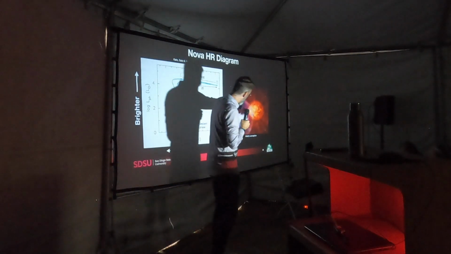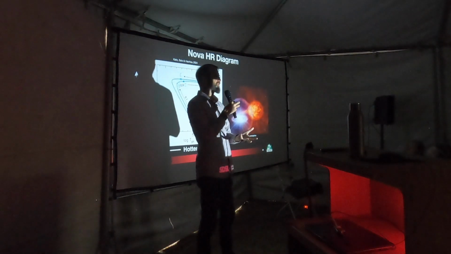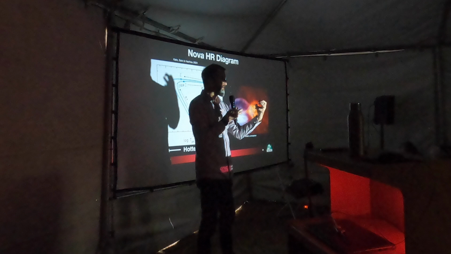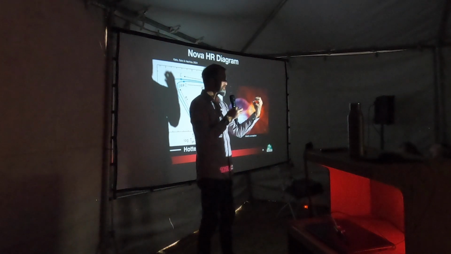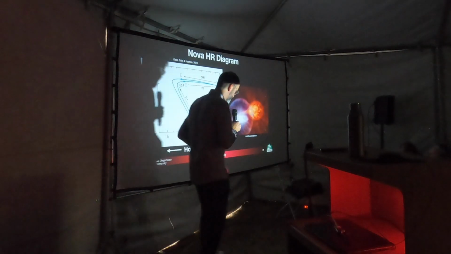So this gas accretes on here, and eventually there is a thermonuclear runaway. It's just the surface of the white dwarf. The white dwarf is really hard. It doesn't go anywhere when this explosion happens. It's just the surface layers that blow off. And that is what we call a nova.